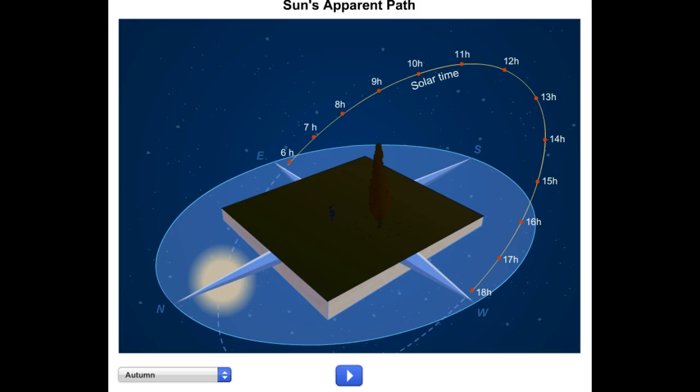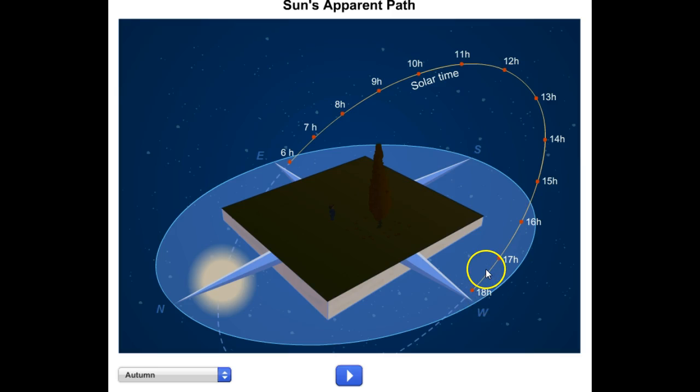So this is an interactive called the sun's apparent path. If you will notice, this is a line that's drawn. Of course, this is not an actual line that you could see if you were in space, but it's just been drawn to give you an idea of how the sun's path goes. It's marked off in hours, and they call this solar time. So 6 hours, 7 hours, 8 hours, all the way up to 18 hours.